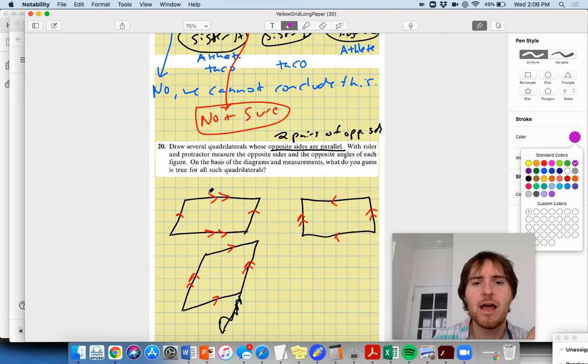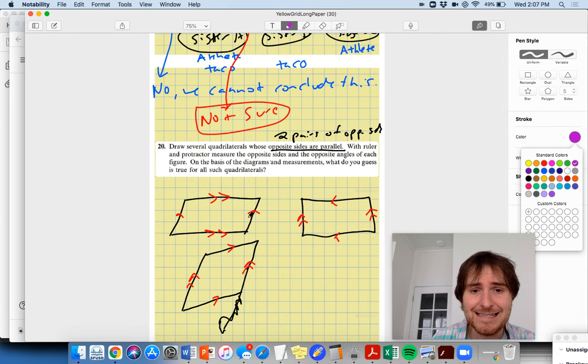So I don't have a ruler, but I have grid paper here. So let's check this one out. I'm going 1, 2, 3, 4, 5, 6 or so in length for this side. 1, 2, 3, 4, 5, 6 or so in length that side. Okay, so interesting. Opposite sides are congruent. And then we're going up 1, 2, 3, going up 1, 2, 3, and over a couple here. So yeah, it looks like the opposite sides are congruent here.